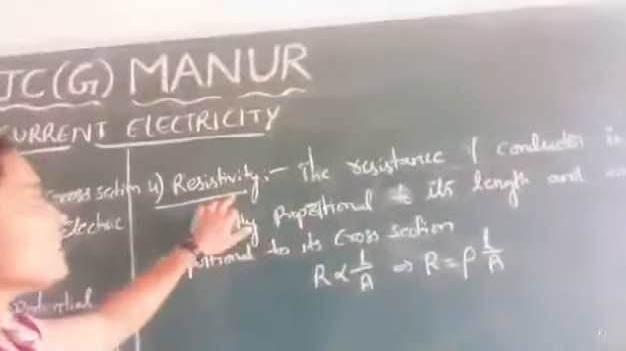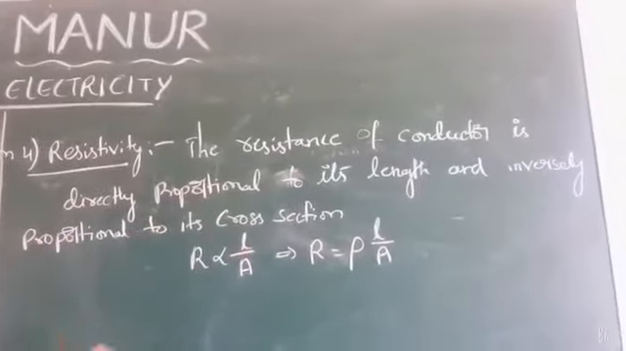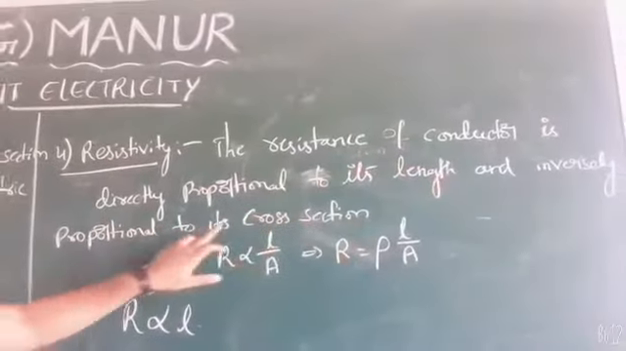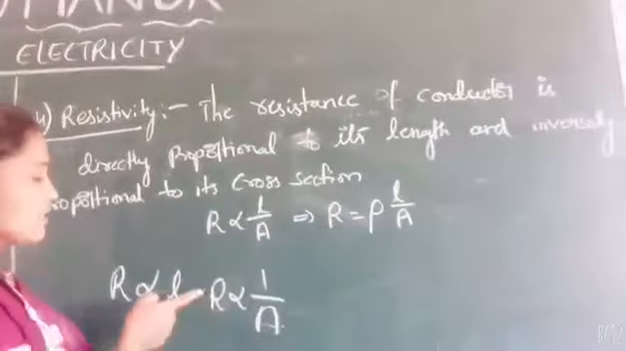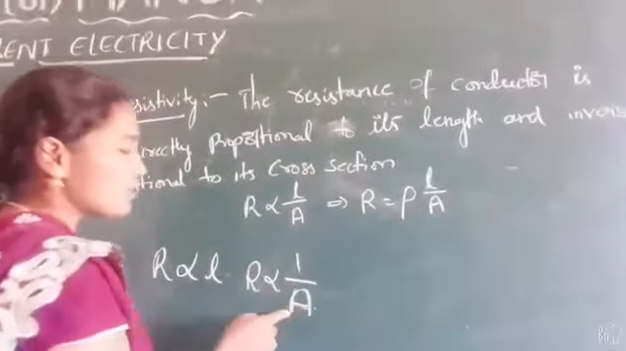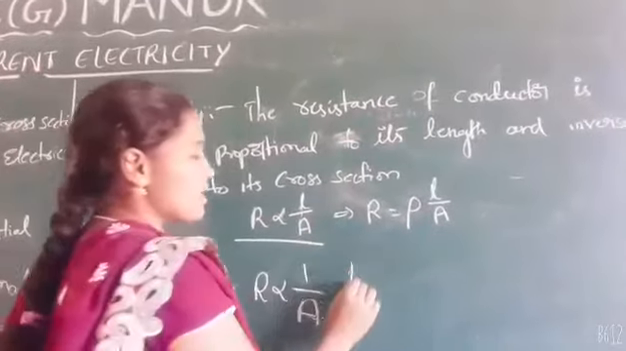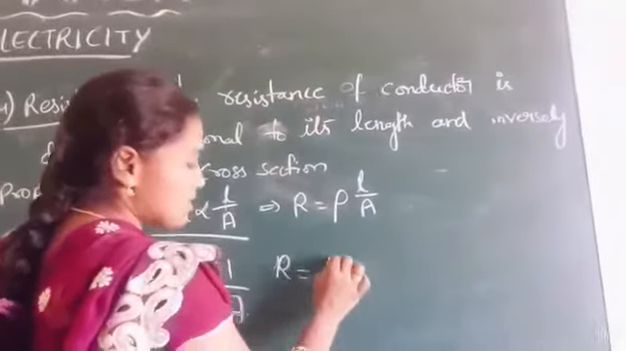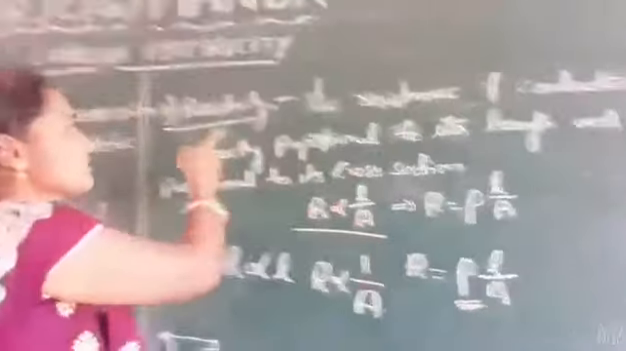Next, resistivity. The resistance of a conductor is directly proportional to its length and inversely proportional to the area of cross section. That means the resistance is directly proportional to the length of the wire and inversely proportional to the area of cross section of the wire. So R is proportional to L by A. If you remove the proportionality, you get the proportionality constant, which we represent with rho, so R is equal to rho into L by A. Here rho is nothing but the resistivity of the resistance.